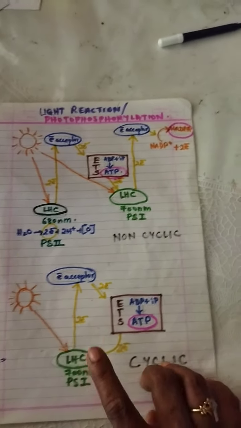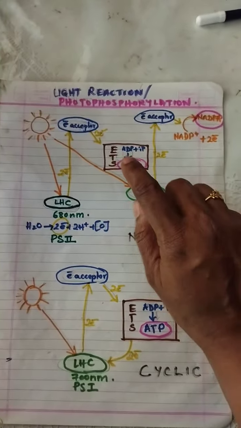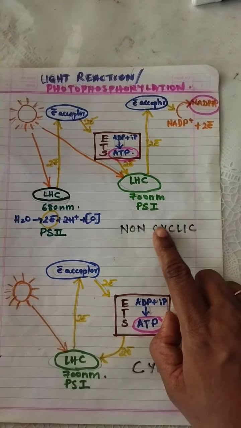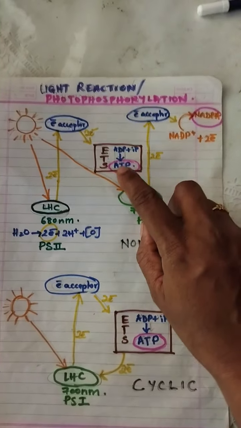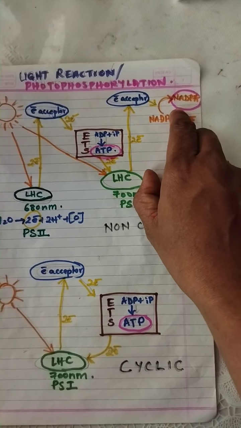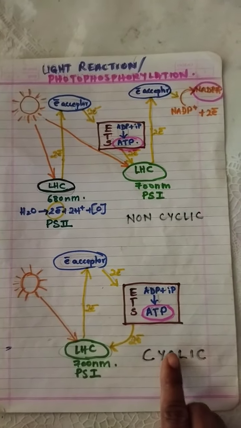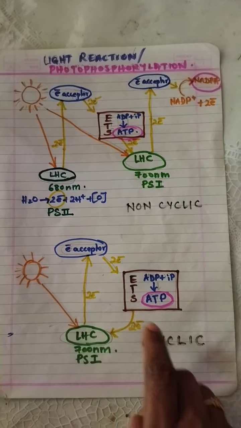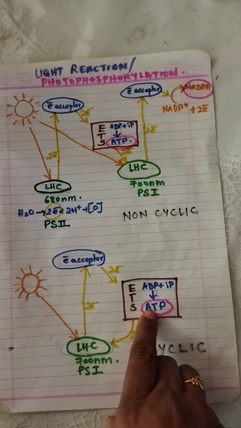Another difference is that you can see that in the non-cyclic photophosphorylation, ATP is formed as well as NADPH. Whereas in the cyclic photophosphorylation, there is only ATP type of chemical energy formed.